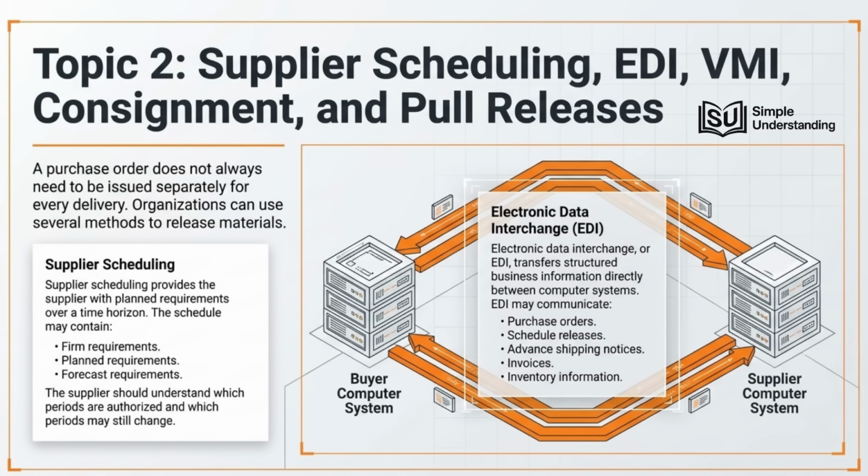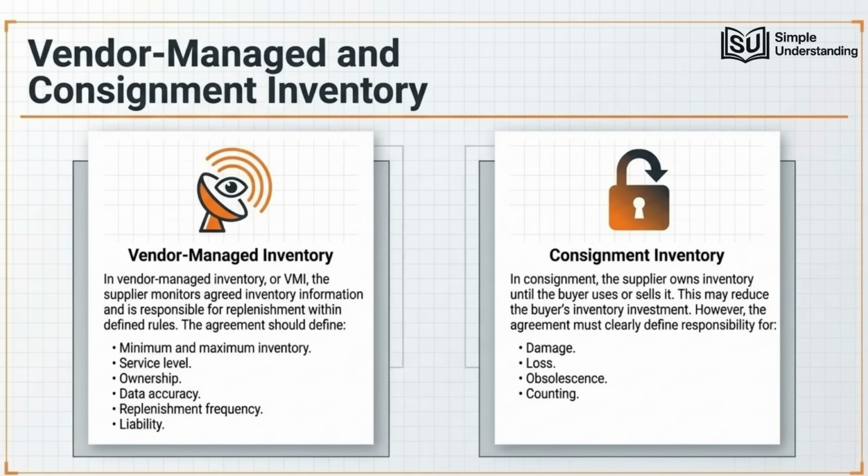Electronic data interchange. Electronic data interchange, or EDI, transfers structured business information directly between computer systems. EDI may communicate purchase orders, schedule releases, advance shipping notices, invoices, inventory information. Vendor-managed inventory. In vendor-managed inventory, or VMI, the supplier monitors agreed inventory information and is responsible for replenishment within defined rules. The agreement should define minimum and maximum inventory, service level, ownership, data accuracy, replenishment frequency, liability.